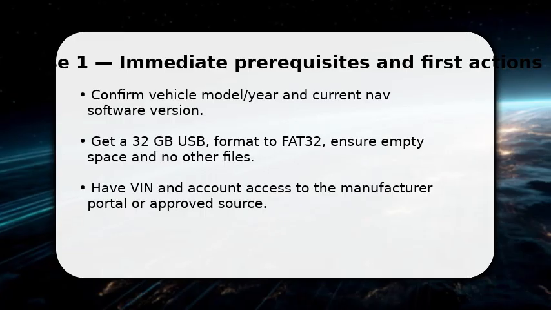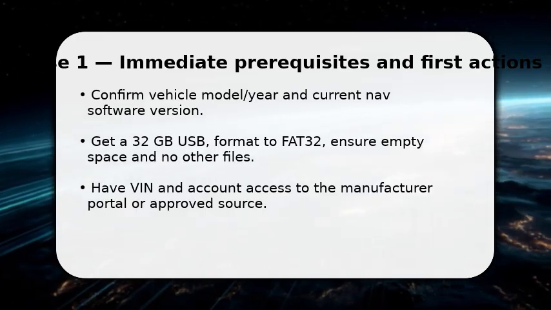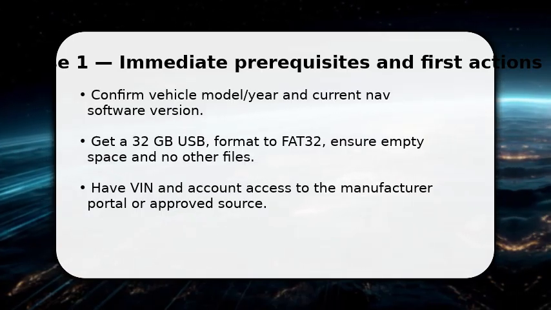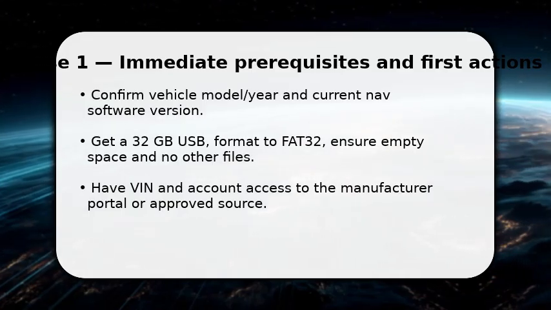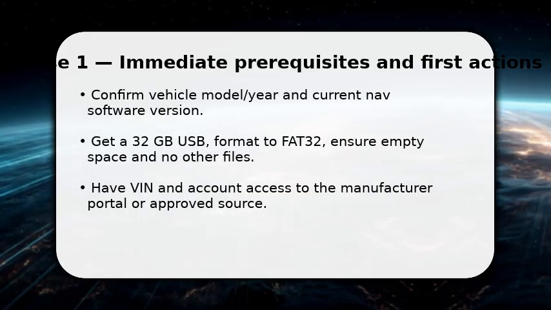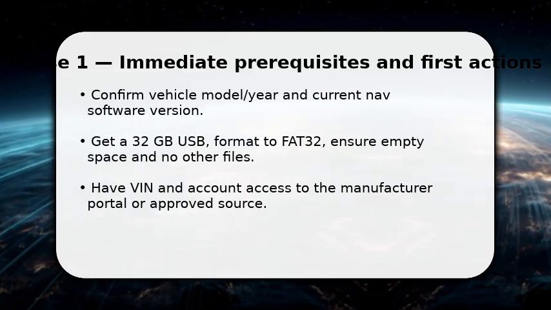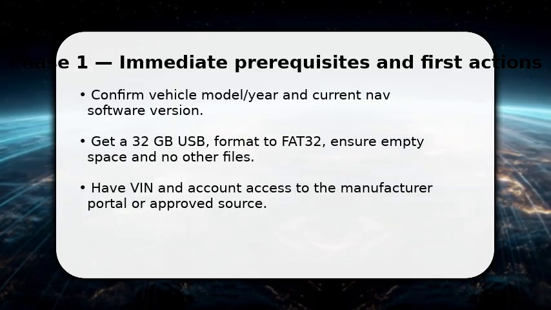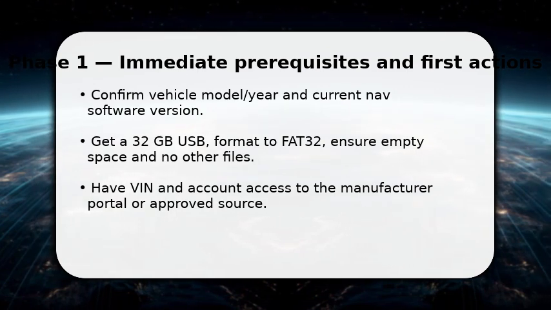You begin by confirming the RAM 1500 model year and current navigation software version, so you fetch the correct package. Next, prepare a 32 GB USB stick formatted to FAT32. This prevents installer errors. Once ready, sign into the manufacturer portal with the VIN, select the single approved navigation update, and download the update file to the USB root. Make sure the download completes and the file checksum matches the provider's value before moving to the vehicle.